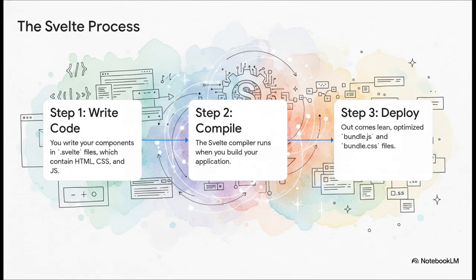The whole workflow is actually incredibly simple. You just write your components like you normally would in these .svelte files, mixing your HTML, CSS, and JavaScript all in one place. Then, when you're ready, you build your app, and the Svelte compiler does its thing. The final output isn't your code wrapped inside a framework. The output is the app, just lean, optimized, and ready to fly.